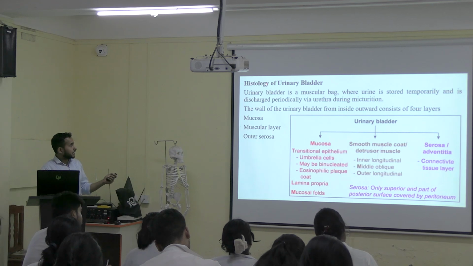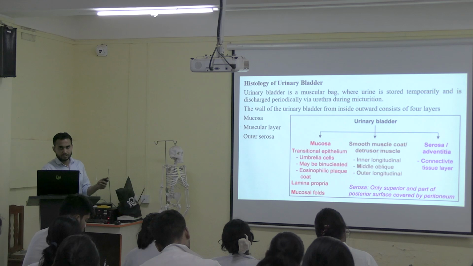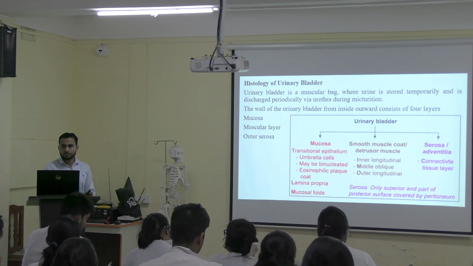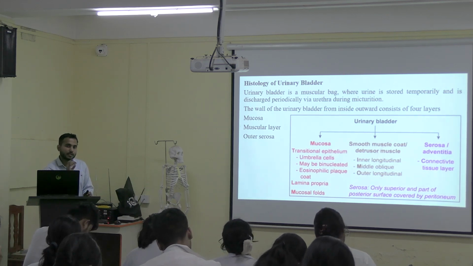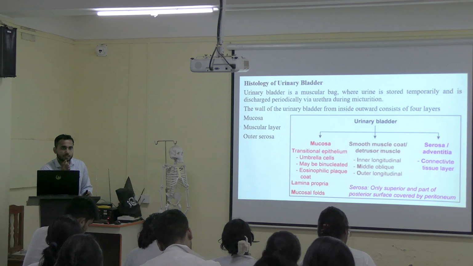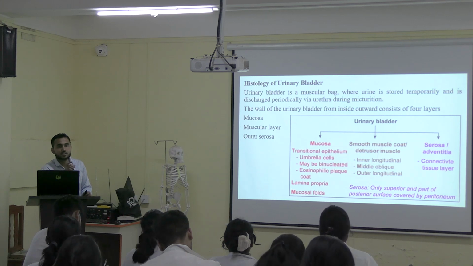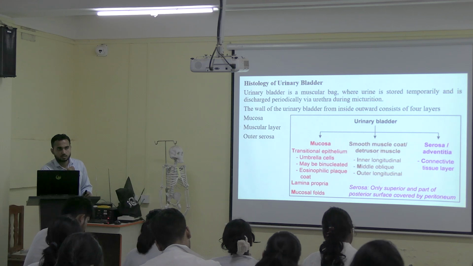Now in case of histology of urinary bladder, same 3 layers are there. Okay, if you see the urinary bladder and ureter, okay, almost same, some differences are there. Okay, now the difference, I am not telling that the difference is in the lining epithelium. Lining epithelium of urinary bladder and lining epithelium of ureter are the same, but some additional points are added over the urinary bladder.